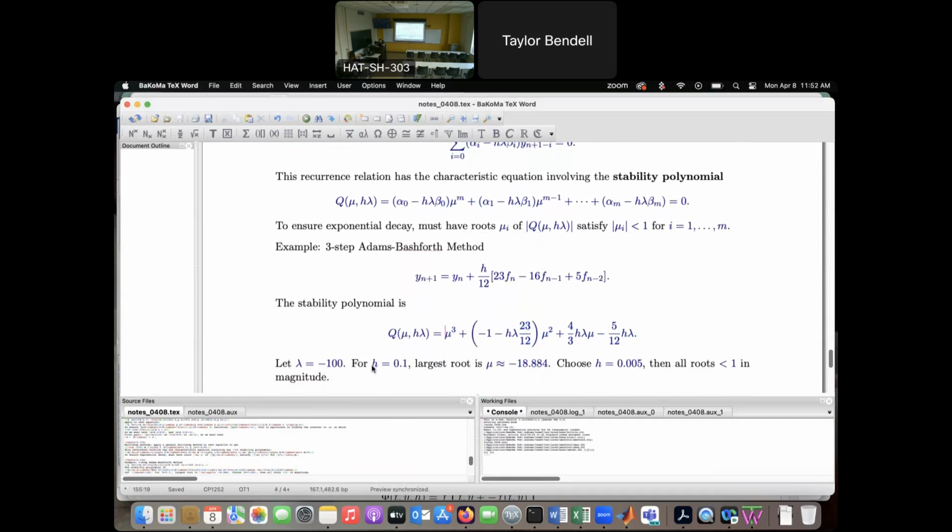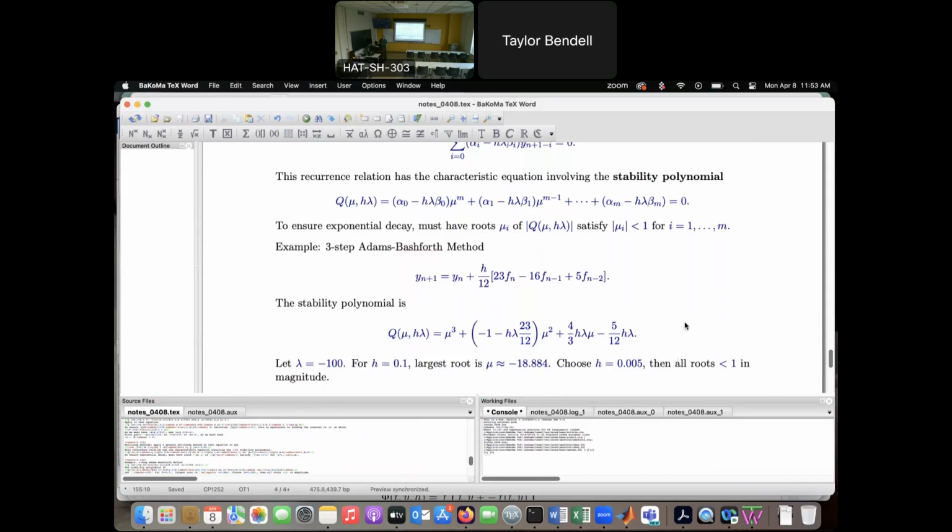So if I choose a not particularly small step size, h equals 0.1, the largest root is way out of bounds. So the Adams-Bashforth method would be unstable for this problem. It would produce an exponentially growing solution. If I choose a much smaller h, 0.005, then we do get all roots less than 1 in magnitude. So unfortunately, determining where the method is stable is really done numerically.